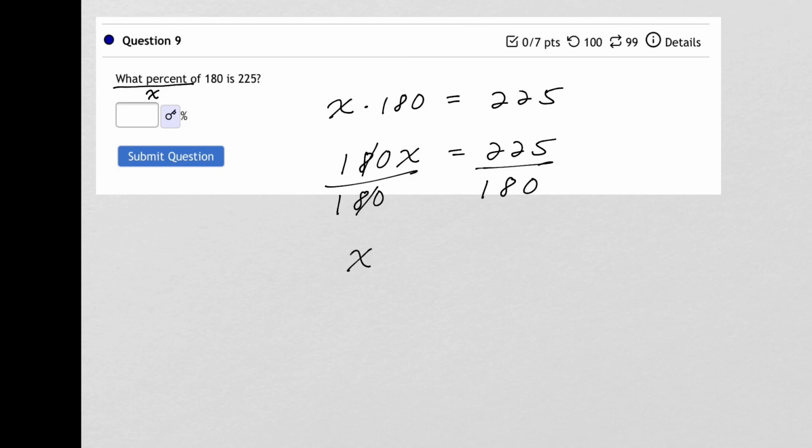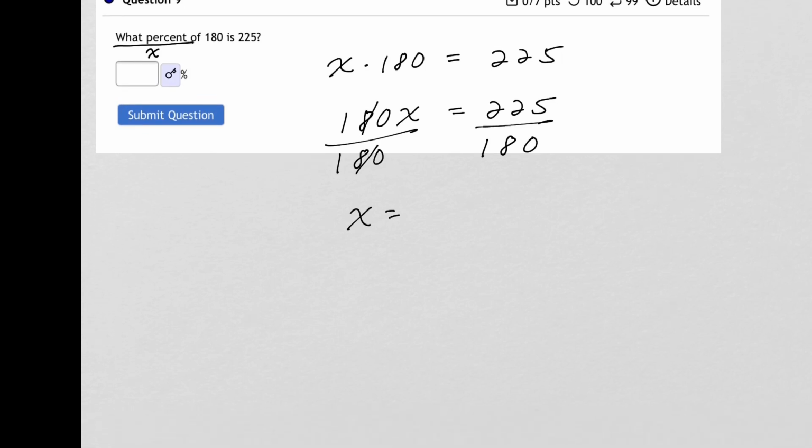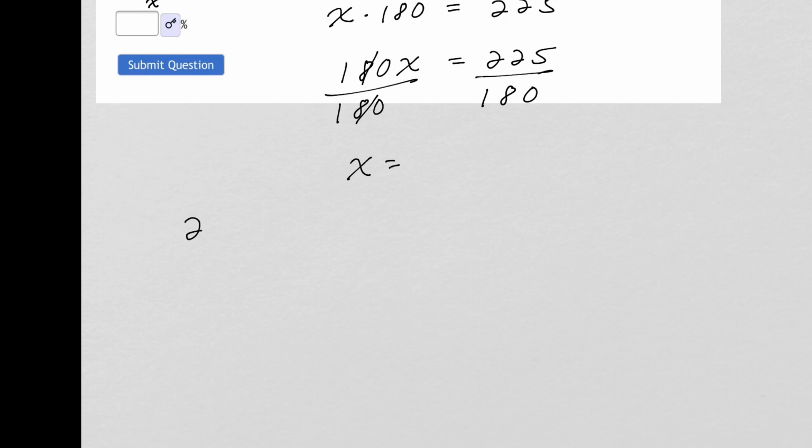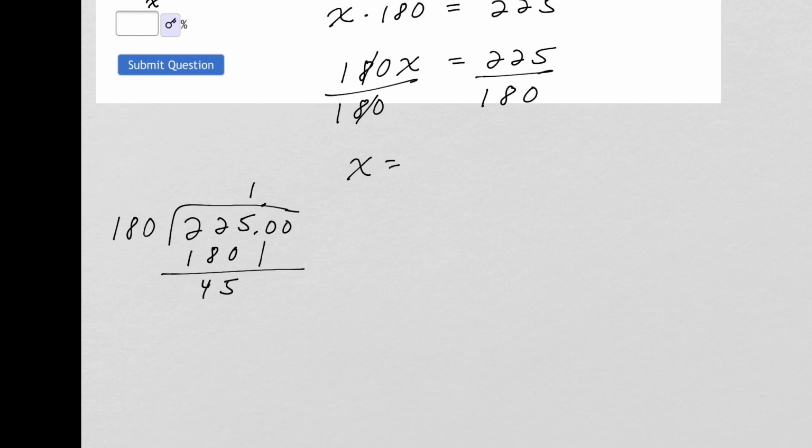Depends how you want to do this. Often we'll just divide it out and write it as a decimal. So if we do that, you could also keep it as a fraction though. But let me just do it as a decimal. So 180 goes into 225 once. So this is 180. I subtract, 45, bring down the next 0.